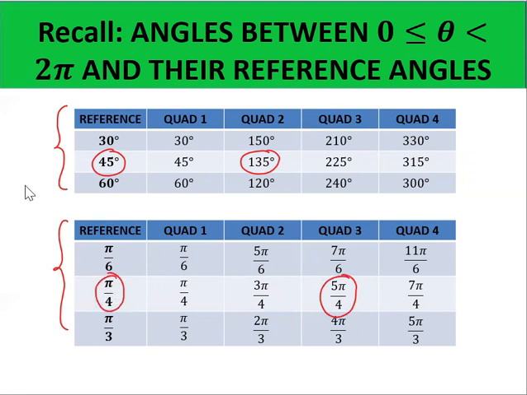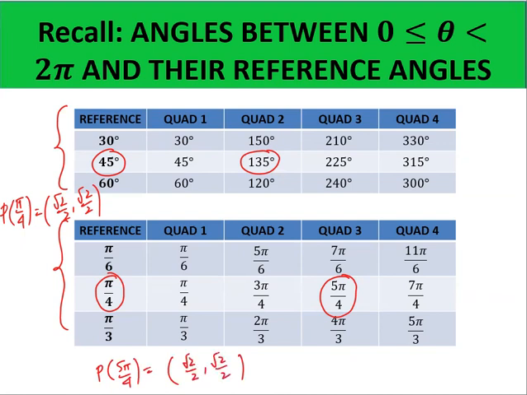So if the terminal point of pi over 4 is square root of 2 over 2 comma square root of 2 over 2, that means the terminal point of 5 pi over 4 will also involve both square root of 2 over 2. But since the angle 5 pi over 4 belongs to the third quadrant, then both x and y must be negative. So if you recall, on the first quadrant, both x and y are positive.